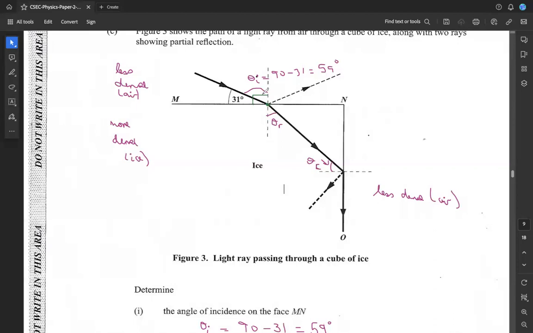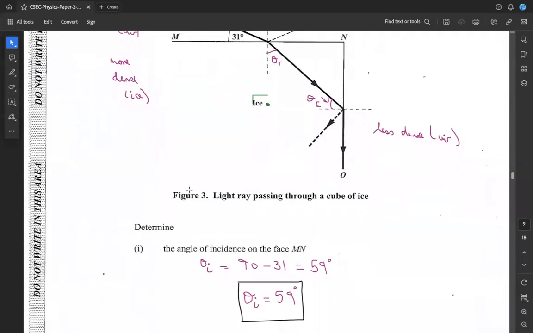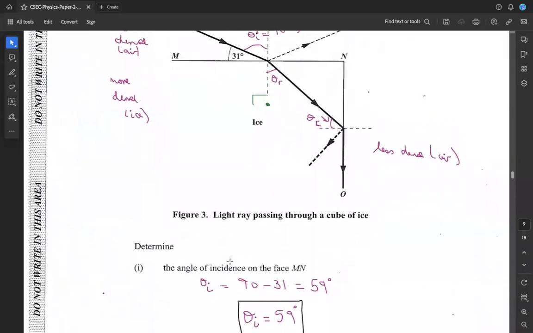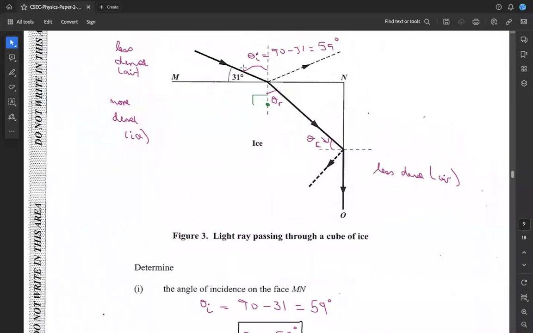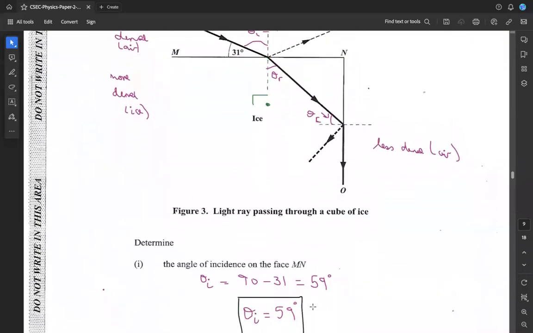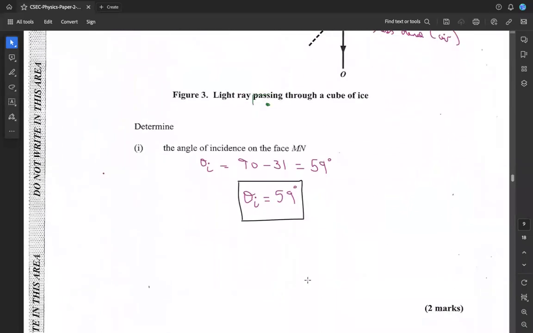And so to do that, we do 90 minus this 31 to get this angle. That number ends up being 59. So 59 is our angle of incidence. That's what I've shown down here. We subtract that 31 from our total angle of 90, and so we get 59, and that's our angle of incidence. Okay, so that's for 2 marks.